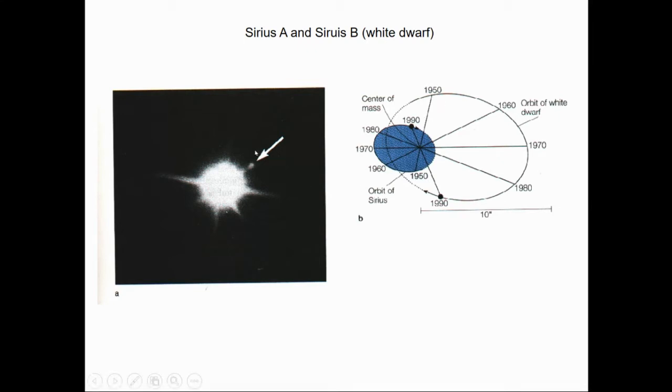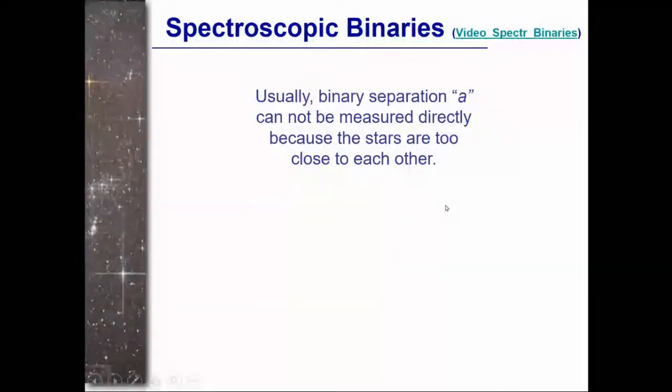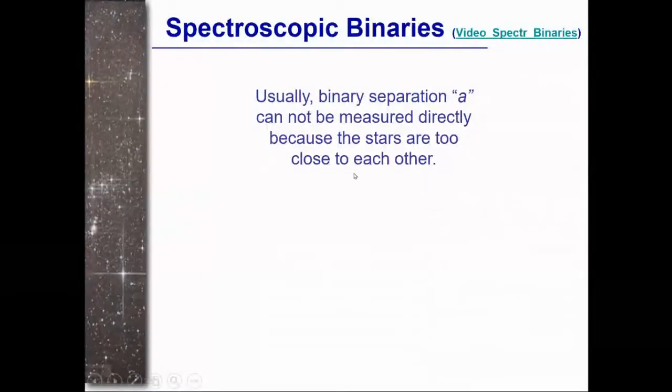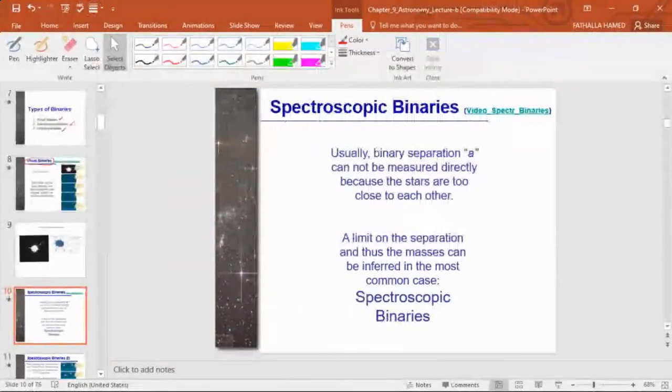So this is basically a visual image here. That's how they are orbiting from observation over time. And from this, we can determine where the center of mass is. And if we know the center of mass and we know their orbital speeds and so on, we can say something about their masses and their orbital speeds as well. So now, there is another technique which we call spectroscopic binaries.